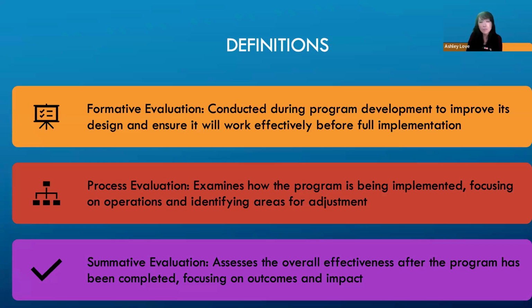The other one is summative evaluation. Think of summation, right? It's overall effectiveness after the program has been completed, especially focusing on outcome and impact. This is what a lot of you do. A lot of times grant funders want to know what the outcome is, what the impact is. So it's the summation of everything at the end of the program. After the implementation, we are looking at the effectiveness.